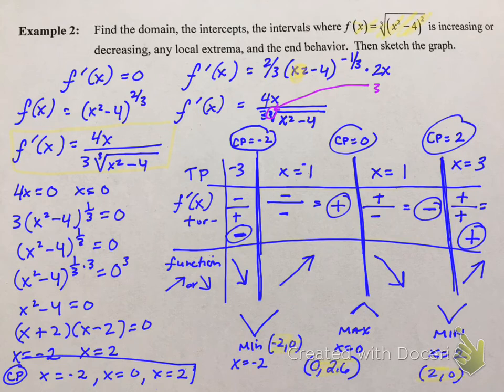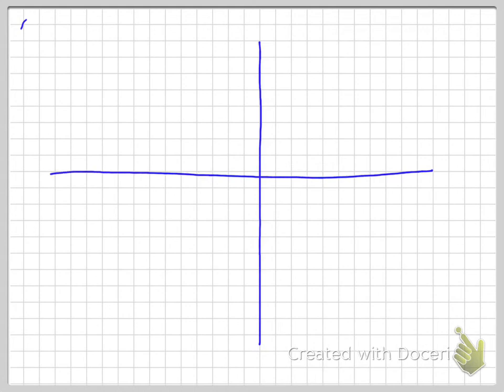So I have my points. I also have what's going on with my function. So the next step is to actually graph it. So we're going to graph this function here. Okay, and then this is the x-intercept, the y-intercept, the x-axis and the y-axis. I'm going to go ahead and put the intercepts in, which are negative 2, 0, and 2, 0. Remember, those were my critical points as well. And then I'm also going to put in my y-intercept, which was 0, 2.6.